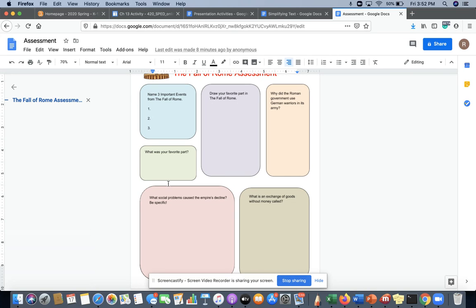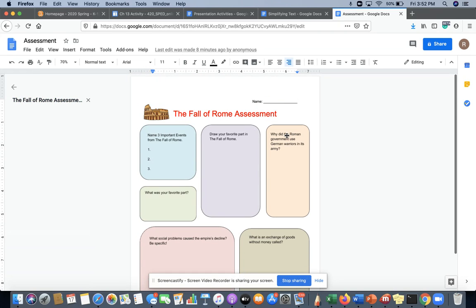So I think that those 3 activities would work really great for the Fall of Rome.